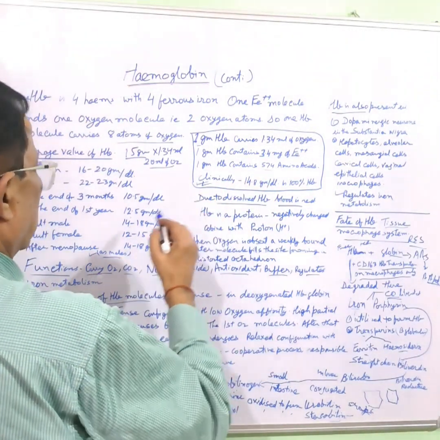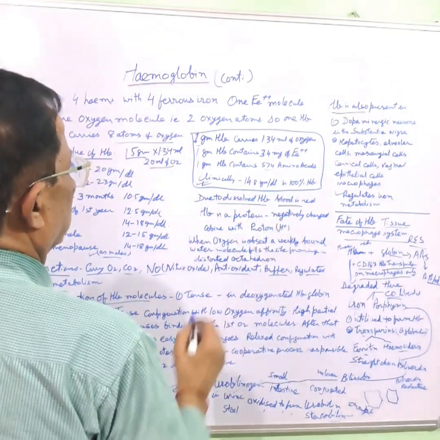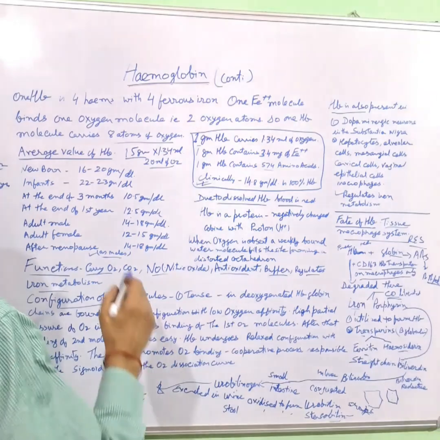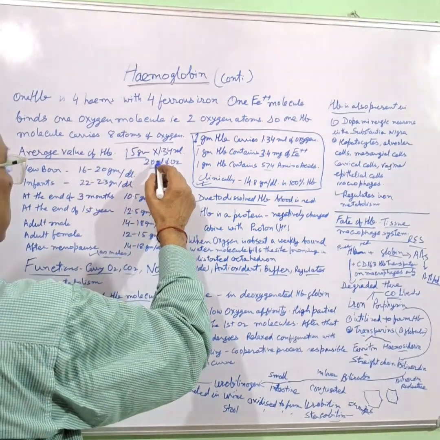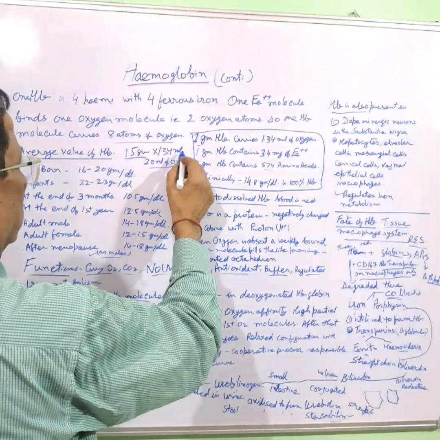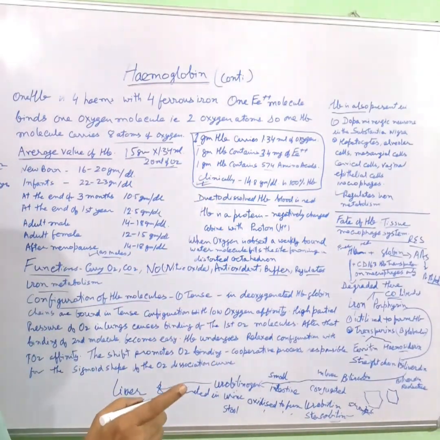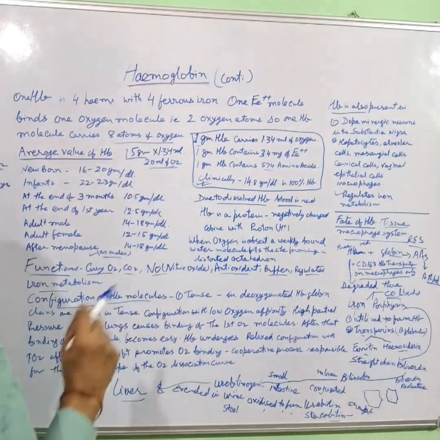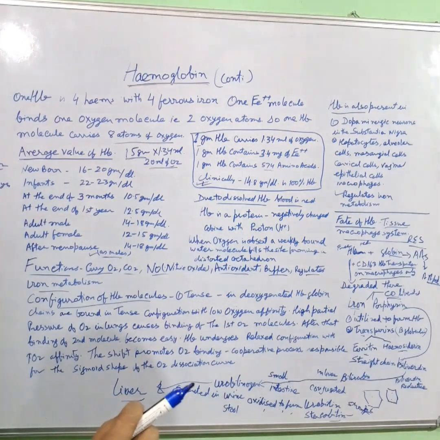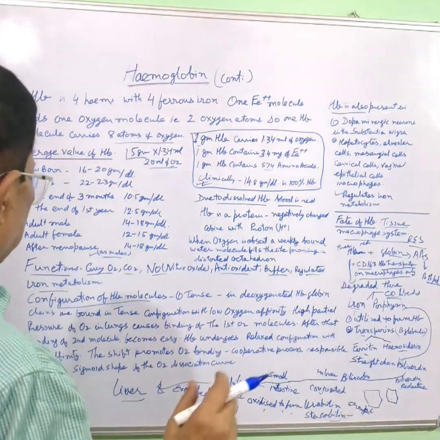Clinically, 14.8, say 15 gram per deciliter, is 100% hemoglobin. So 15 gram hemoglobin carries 15 times 1.34 milliliter, that is 20 milliliter of oxygen per deciliter of blood, as 15 gram is present in 1 deciliter.